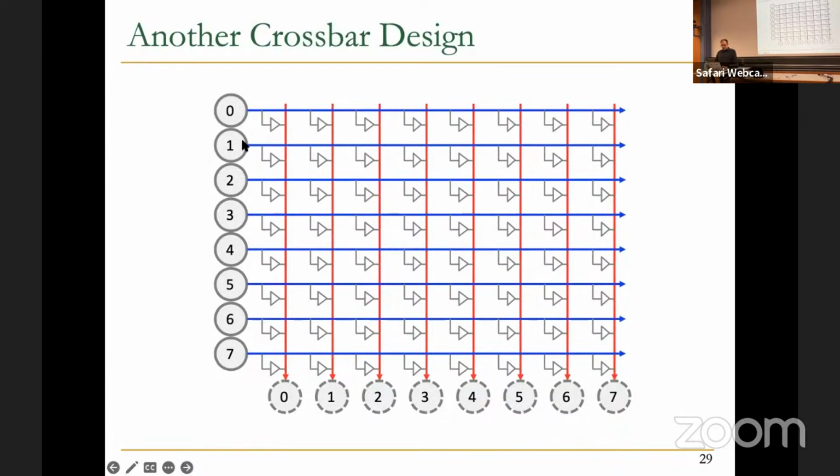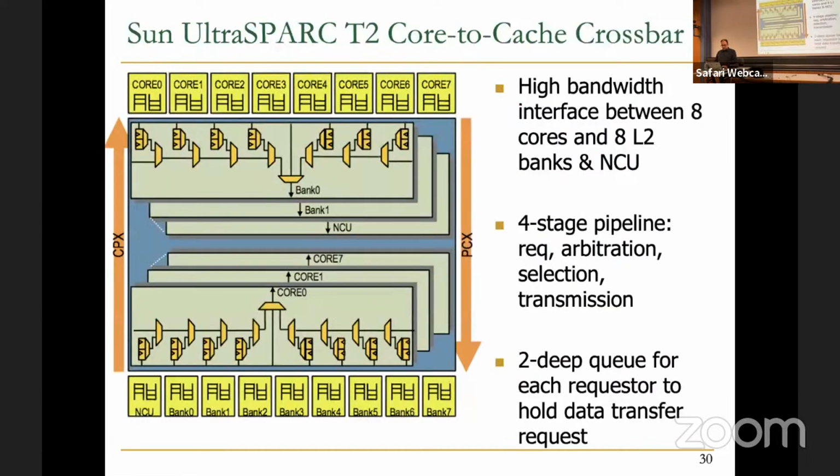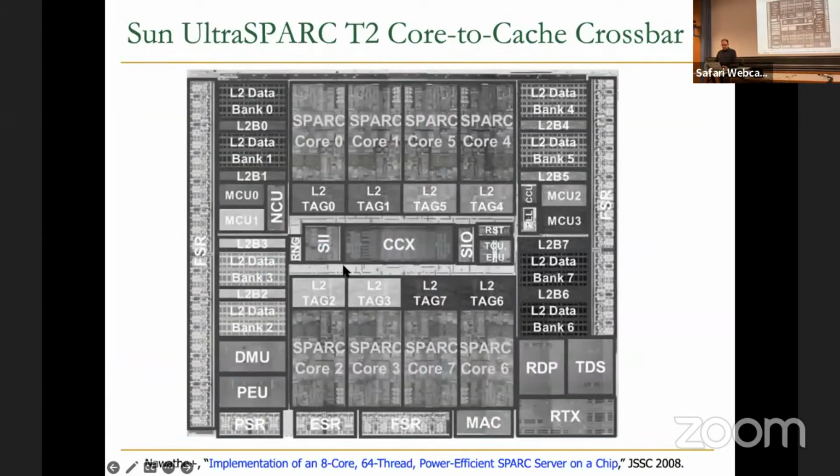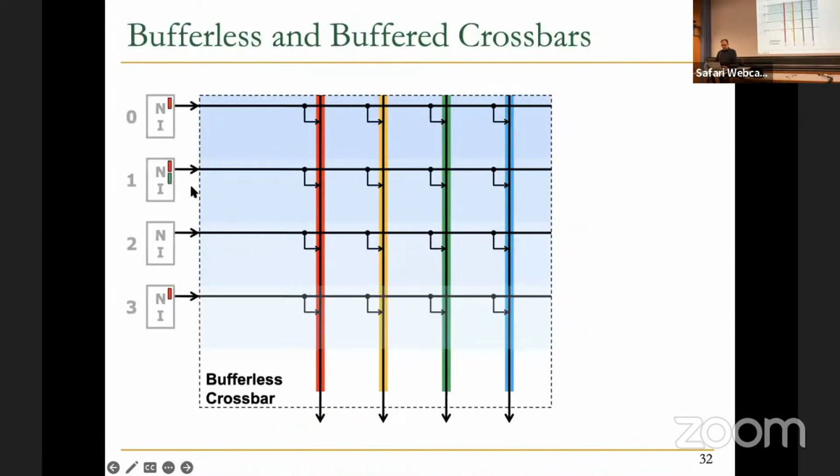And this is another view of the crossbar design, where you have tri-state buffers that you can control: one of these tri-state buffers drives the bus, and the others just float the bus. This is the network structure in the Sun processor that you can check if you are interested. Essentially, they use this kind of crossbar to connect cores to caches.